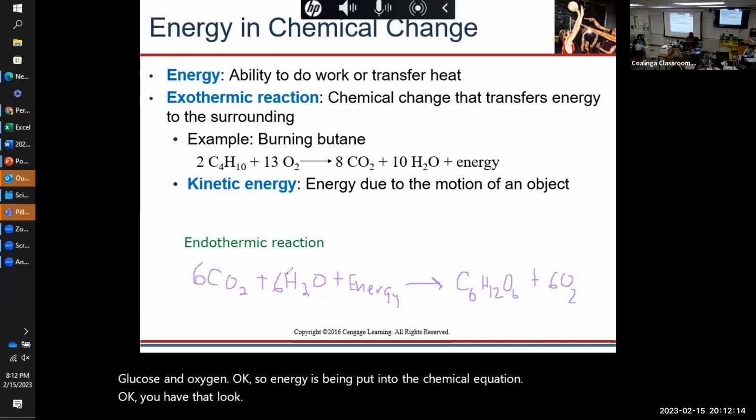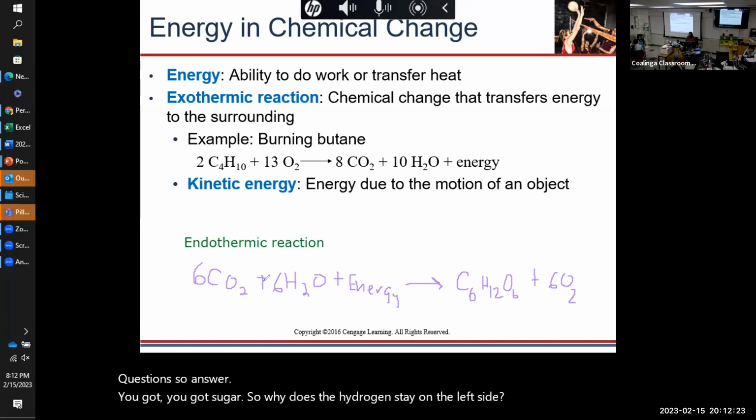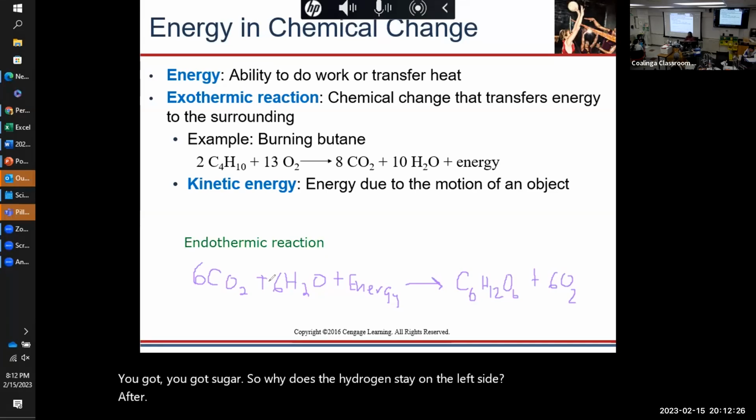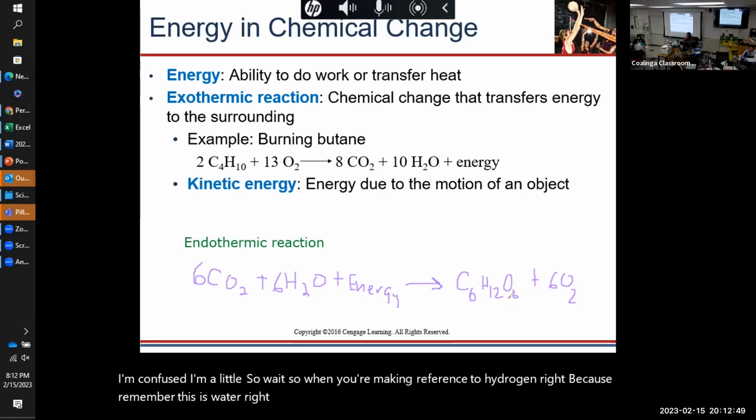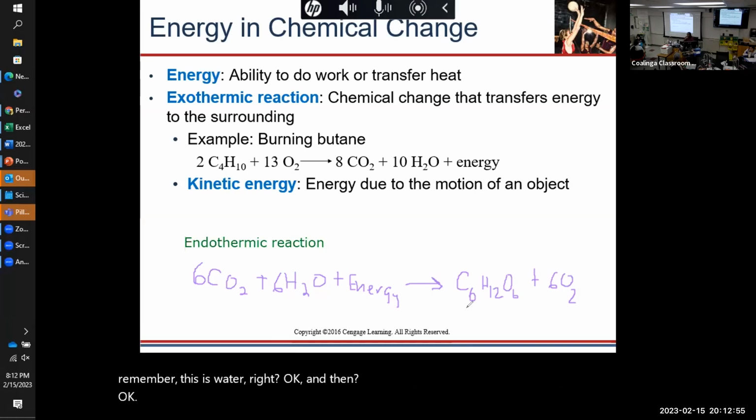Questions? So after how you got sugar, why does the hydrogen stay on the left side? Say it one more time? I'm sorry, so after the arrow, I don't know what the vocabulary is. What do you mean by stays on the left side? Like after it stays there, on the right side. So when you're making reference to hydrogen, right? Because remember, this is water, right? Okay. You're good? Yeah. Okay.